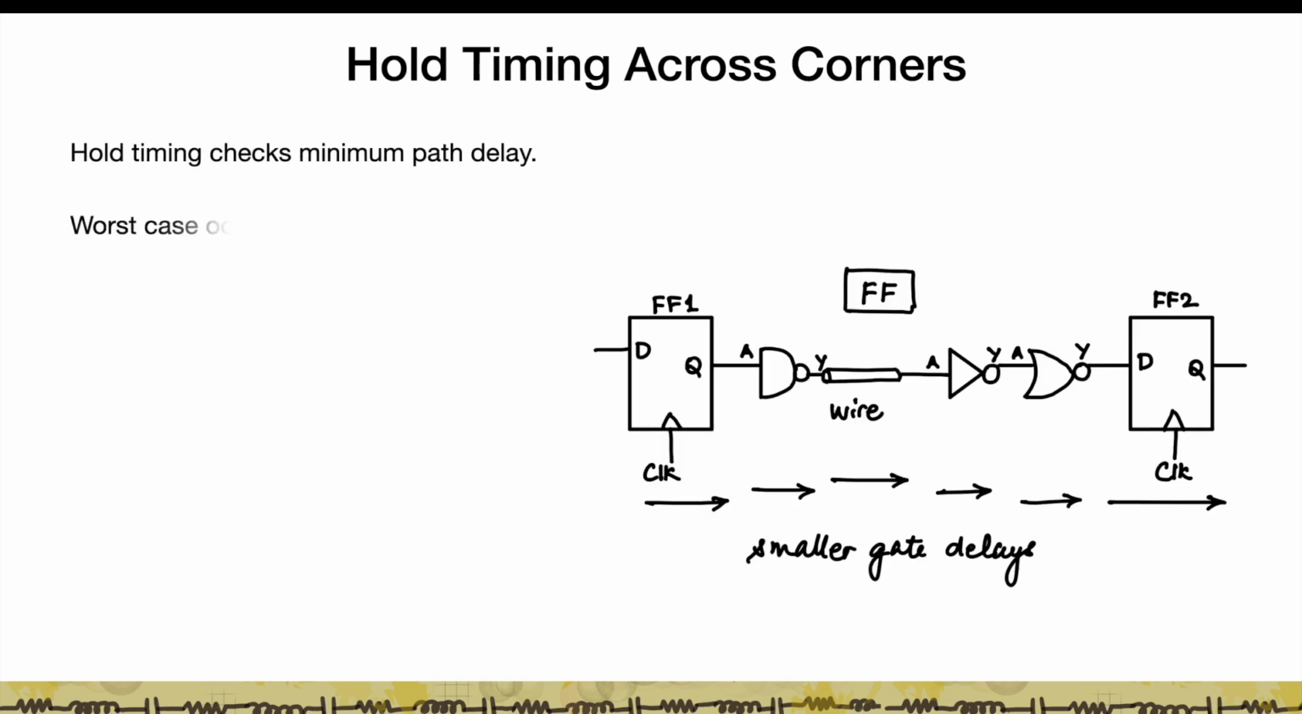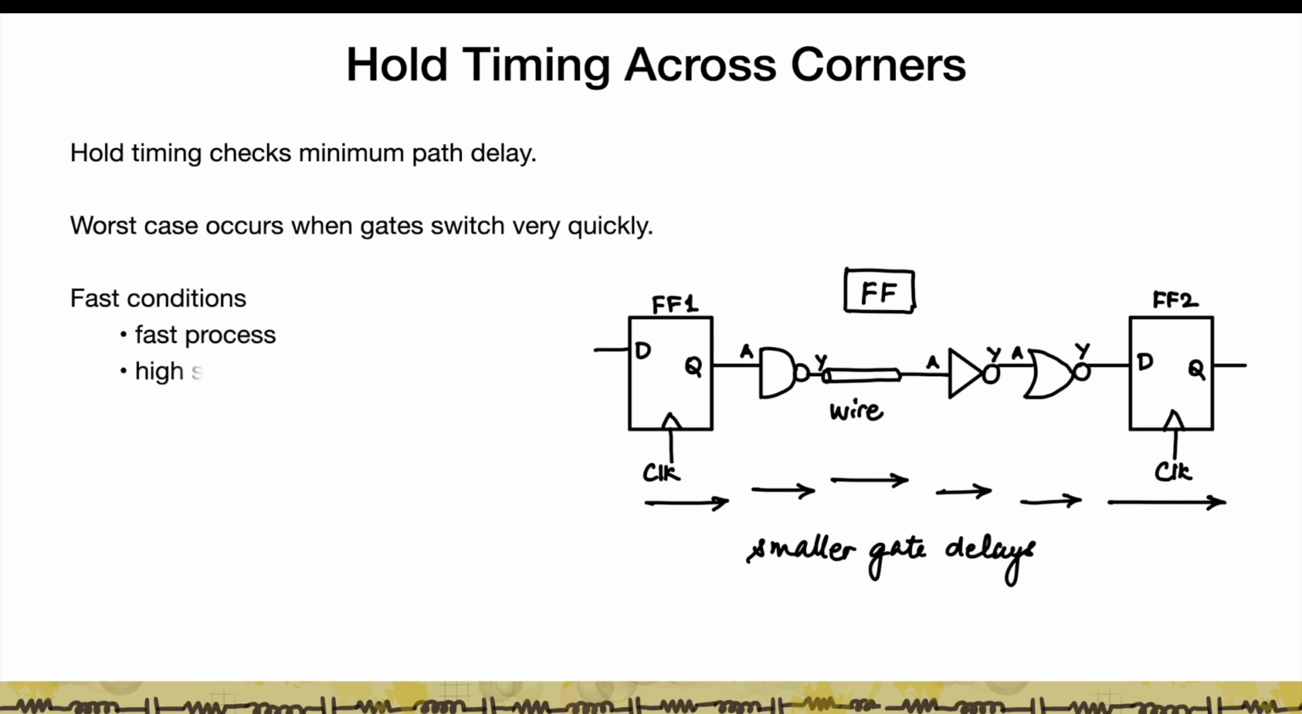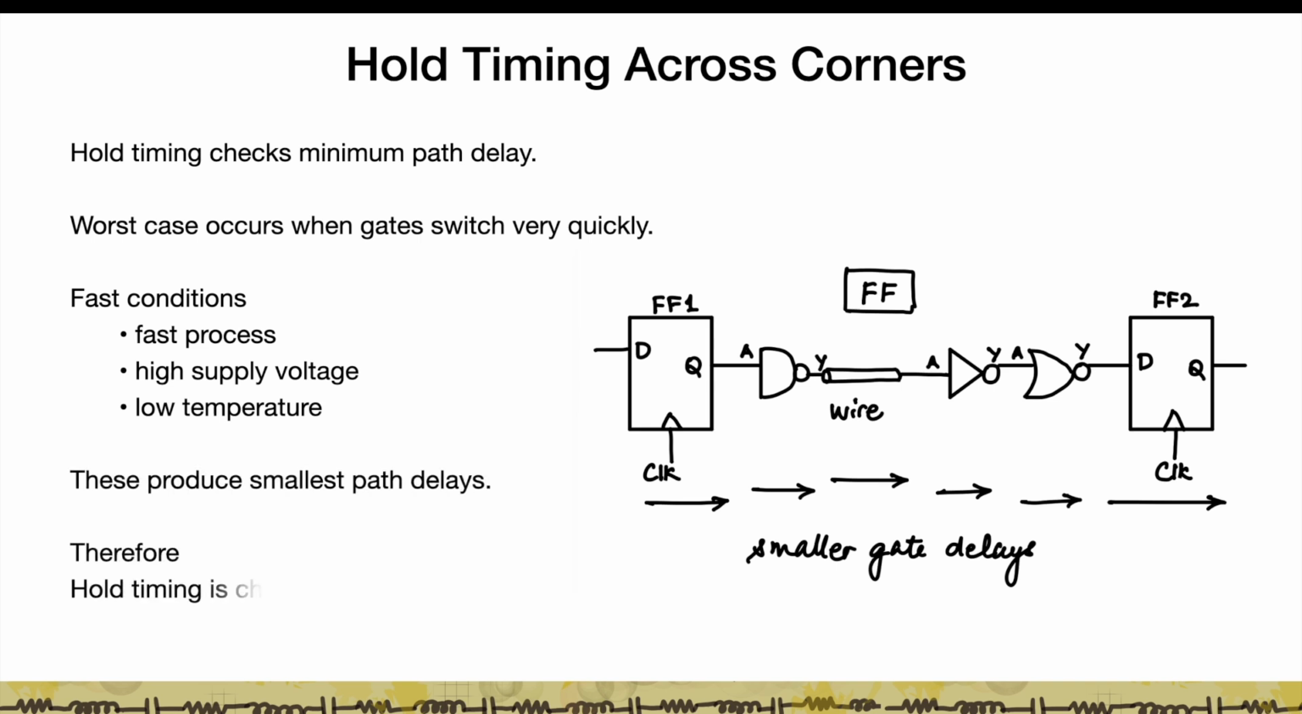Hold timing checks the minimum delay through a path, so the worst case for hold is the corner that makes gates as fast as possible. That's the FF corner: fast process, high voltage, low temperature. Transistors are at their strongest, supply voltage is at its peak, temperature is low, boosting carrier mobility further. The signal races through the combinational logic as quickly as physically possible.